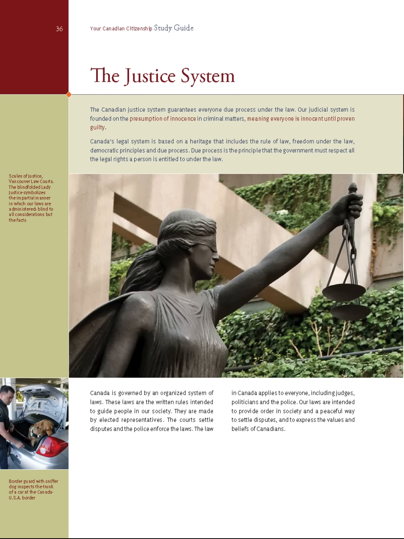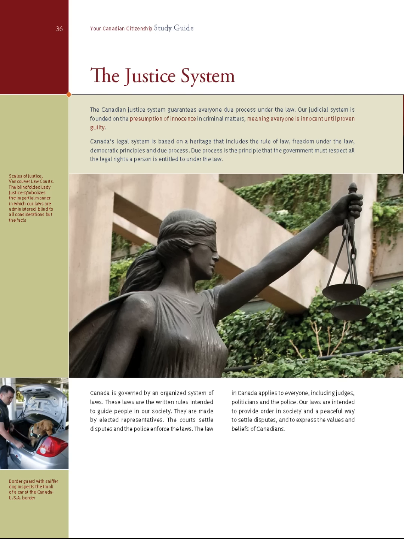The justice system. The Canadian justice system guarantees everyone due process under the law. Our judicial system is founded on the presumption of innocence in criminal matters, meaning everyone is innocent until proven guilty. Canada's legal system is based on a heritage that includes the rule of law, freedom under the law, democratic principles, and due process. Due process is the principle that the government must respect all the legal rights a person is entitled to under the law.